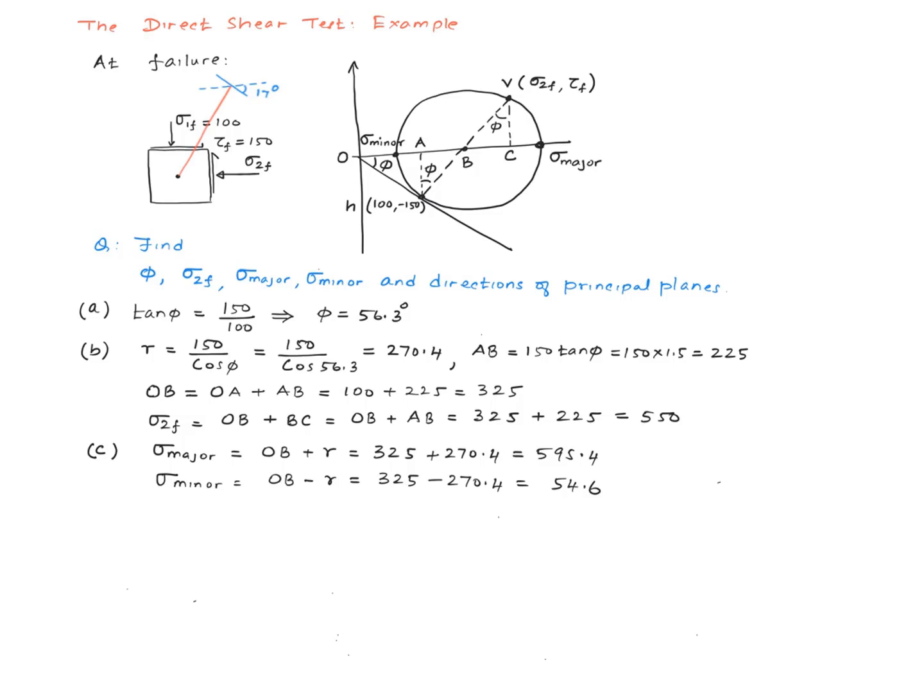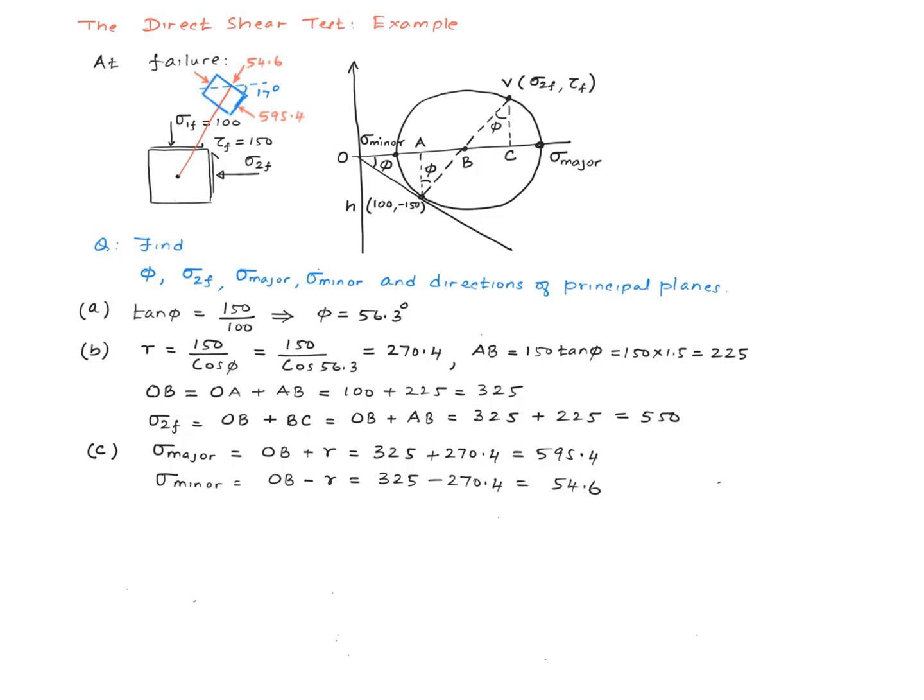So to find the direction of the minor principal plane, I take this radius and rotate it clockwise through this angle, which is 90 minus phi, right? So that's 33.7 degrees. And I get to this point, which represents the minor principal plane. So in the real picture, what I need to do is to rotate this horizontal plane in the clockwise direction through an angle of about 17 degrees, and I get the minor principal plane. So this is my minor principal plane.